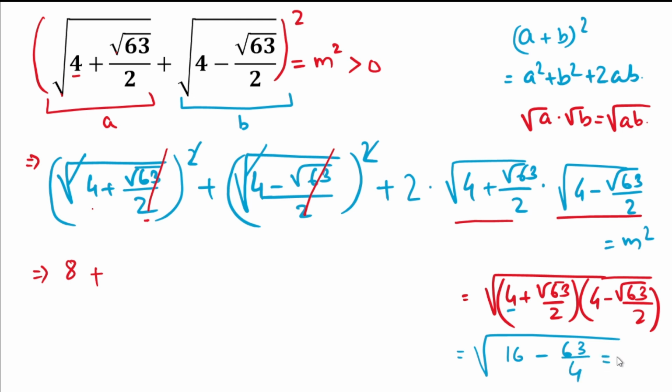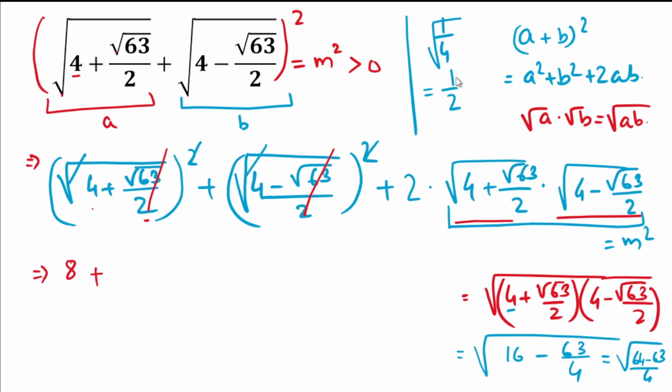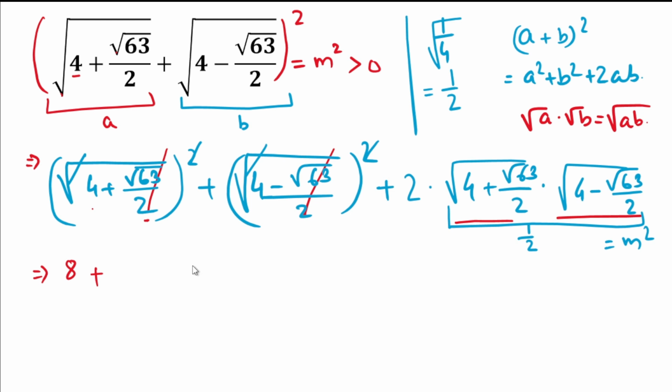So the value of this term, if we calculate, it is (16 minus 63 divided by 4), so 64 minus 63 divided by 4. So it is 1 divided by 4. So we can write it as 1 divided by 4 under the square root. So the value of this term will be 1 by 2. Hope you have understood this. Now we'll erase this. The value of this term we have calculated is 1 by 2. So now we have 2 multiplied by the value of this expression, 1 by 2, and that is equal to m square.